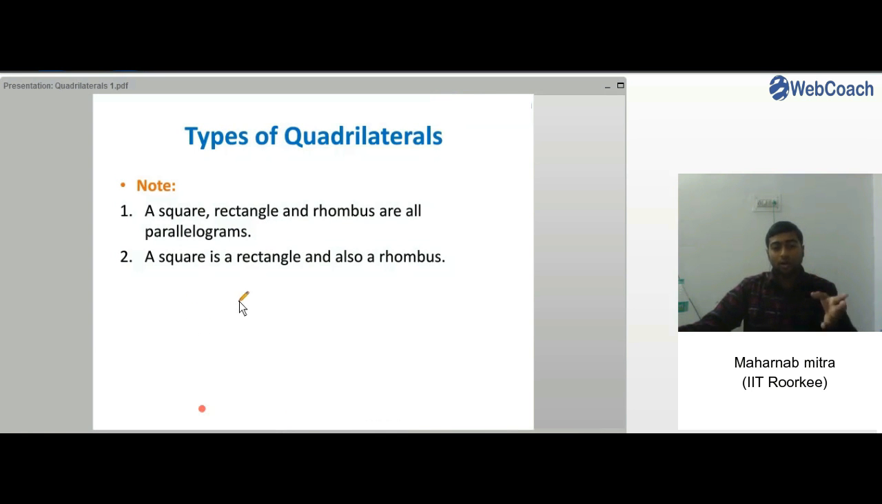Also, a square is a rectangle and also a rhombus, right? Why is square a rectangle? Because all the angles are 90 degrees and the opposite sides are equal, right? And in a square you can say opposite sides are equal because all the sides are equal. And why is square a rhombus? Because all the sides are equal and opposite sides are parallel to each other.